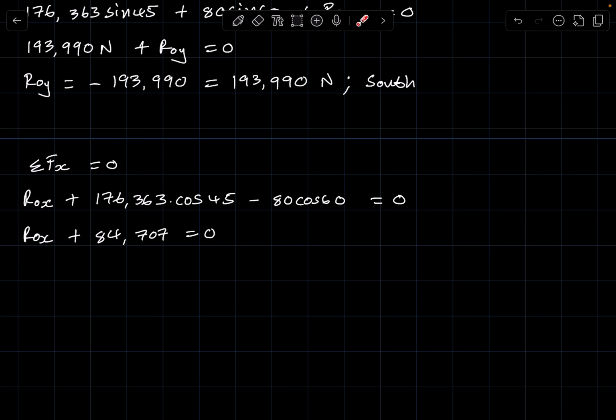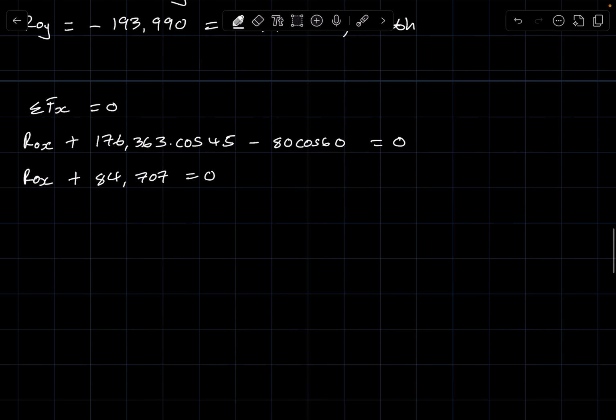Right, and then you transpose this to that side, and this gives us the magnitude of RO, the horizontal component of the reaction force, which is negative 84,707. It's negative, which tells us the direction. So this is actually 84,707 newtons. And because it is negative and in the x direction, that means it is headed west.